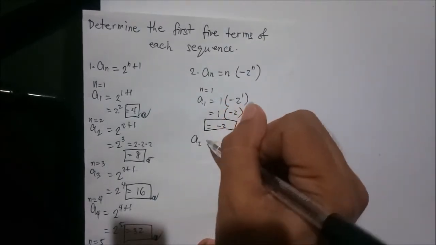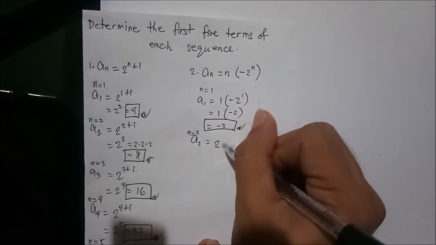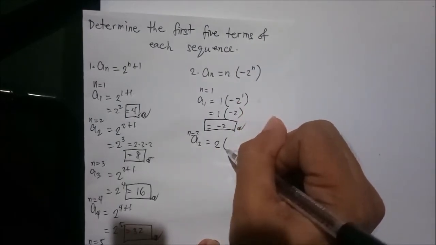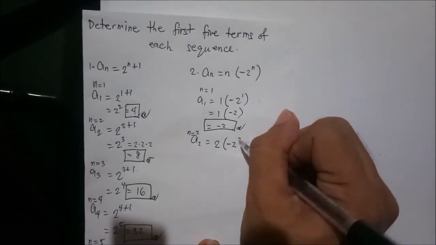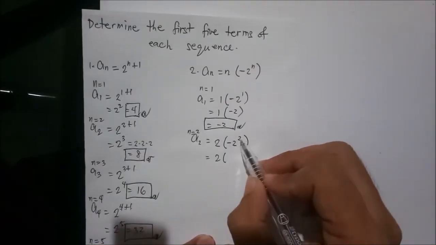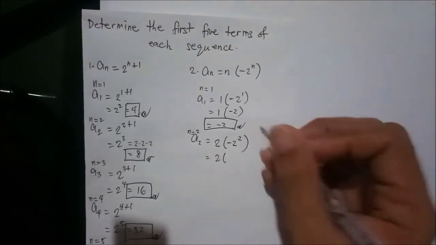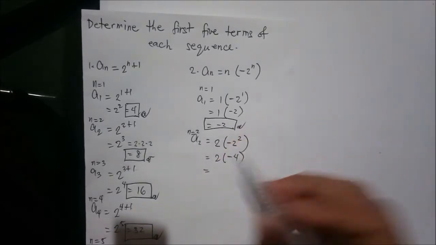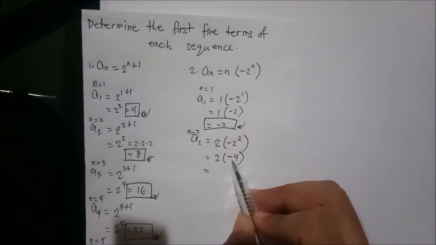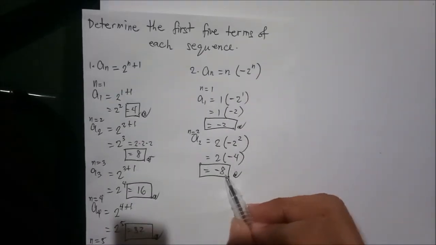A sub 2. So the value of n is equal to 2. So 2 times negative 2 to the power of 2 is equal to negative 4. 2 times negative 4 is equal to negative 8. So the second term is negative 8.